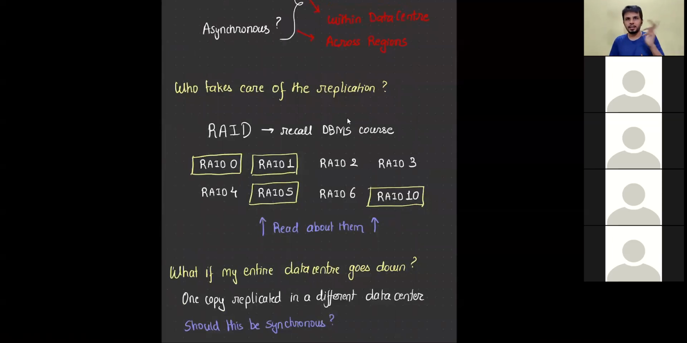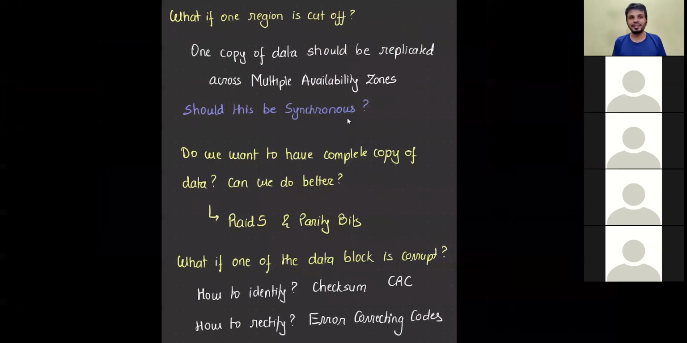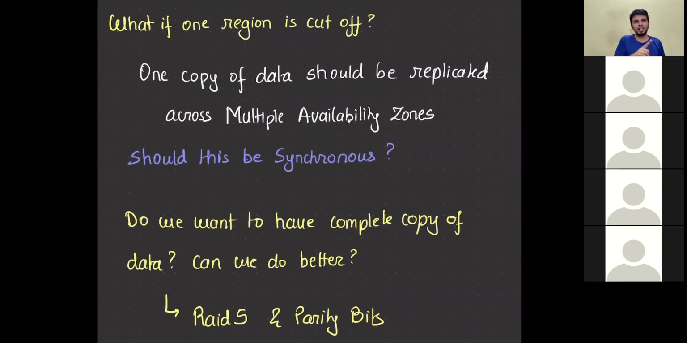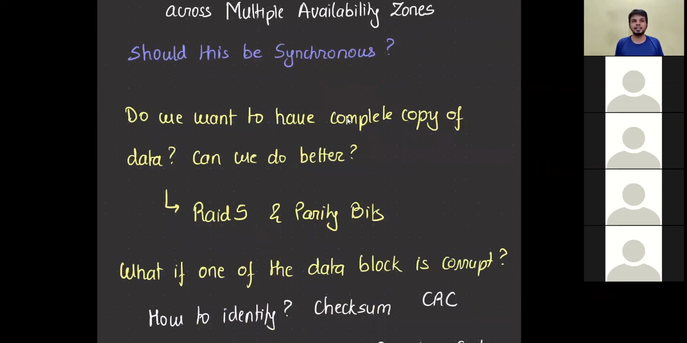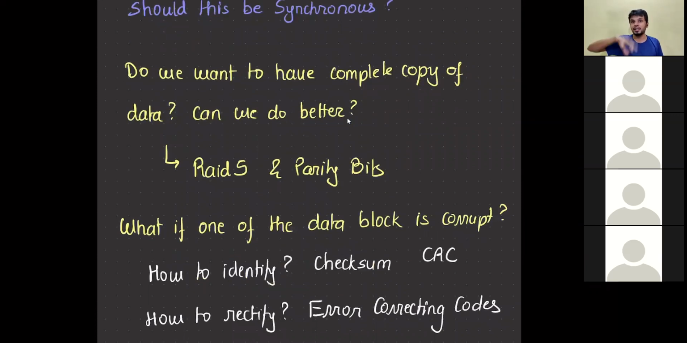So yeah, some synchronous, some asynchronous, within data center and across region. It's easier said than done. Implementing it would be mighty tough. For me, it's very easy to say that we will do this, but I know it would be really tough to do. When one region is cut off, a copy of data should be replicated across multiple availability zones, and that has to be asynchronous. Should this be synchronous? No, that should be asynchronous. Otherwise, your main write times would go very high, because a synchronous write is not done until the entire write is done, like writing to primary and another secondary storage. Till then the main write is not done, so that could have an impact.